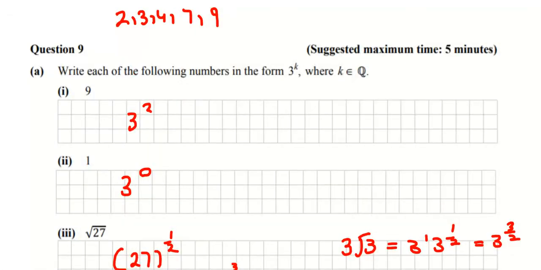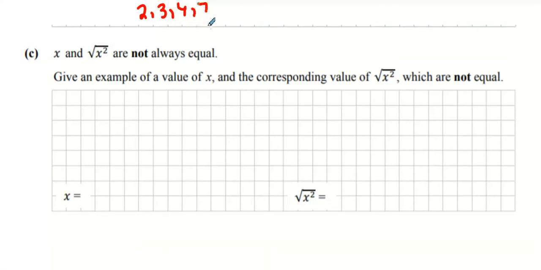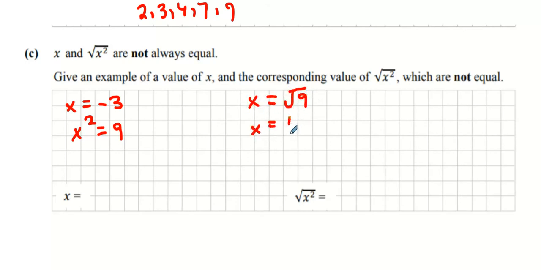Okay, so 2, 3, 4, 7, 9. Why are these not always equal? Okay, take x equals minus 3, and that means x squared equals 9. This will work because then root 9 is x equals plus or minus 3. So that one's an example where they are true. Now we need an example where it's not true.